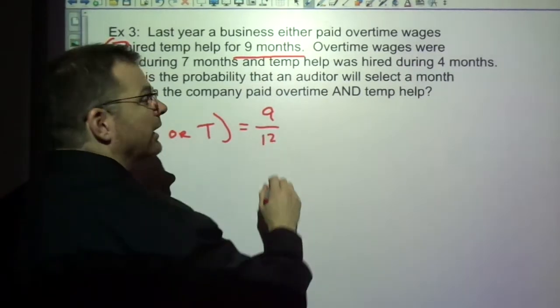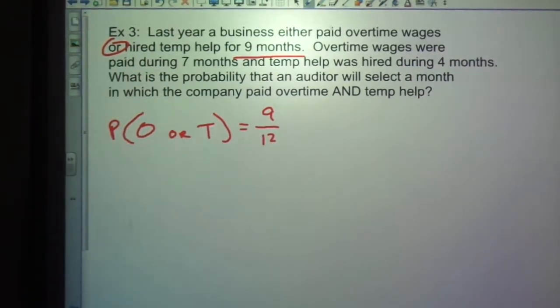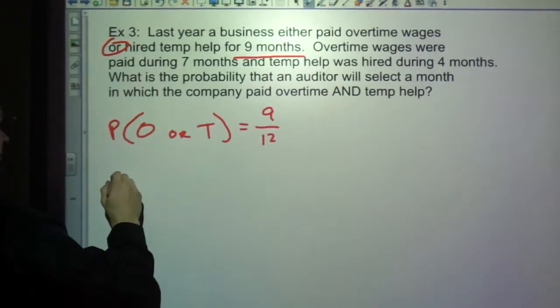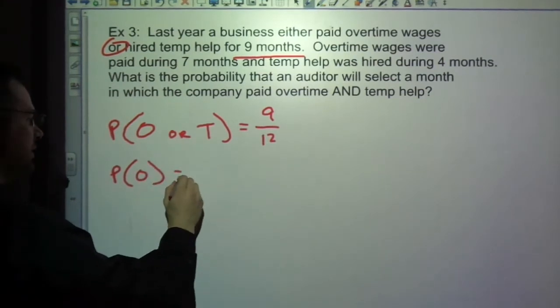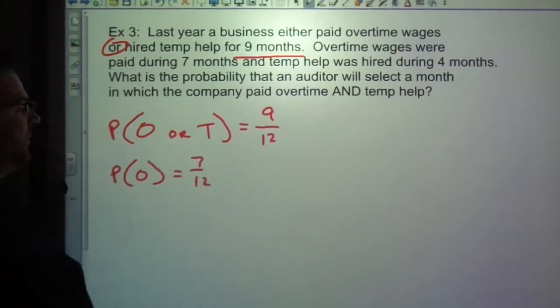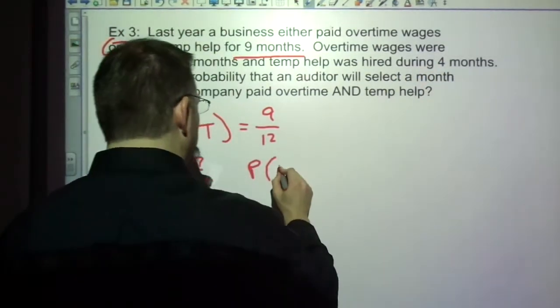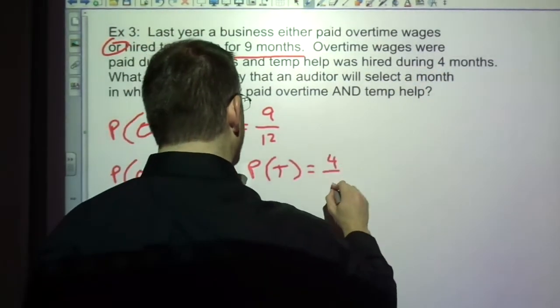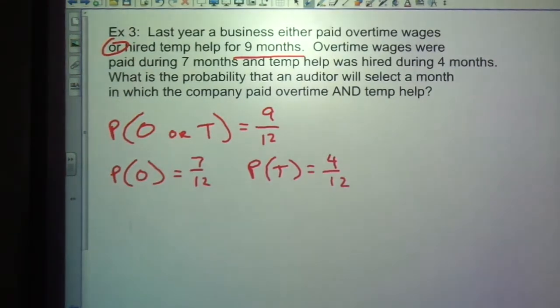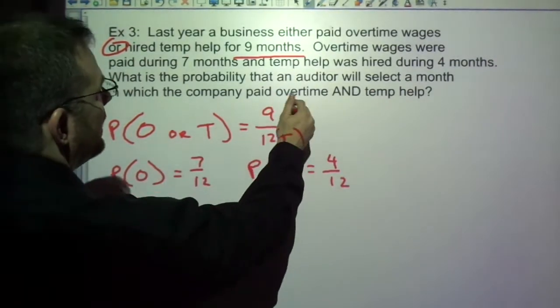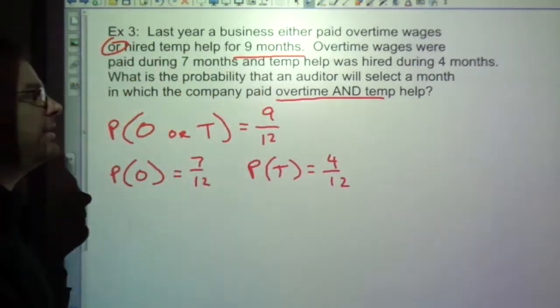So if we were selecting a month at random, the probability that we would get one of those months is 9 out of 12. Overtime wages were paid during 7 months, okay? So overtime wages would be 7 out of the 12 months. And temp help was during 4 months. What is the probability that an auditor will select a month in which the company was paid overtime and temp? So this is what we're trying to find.